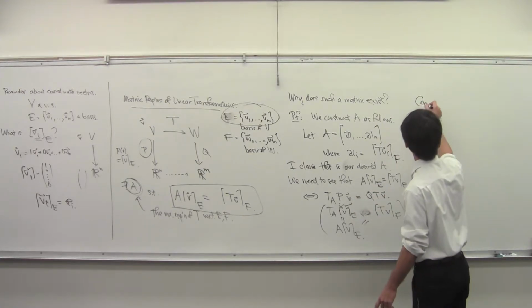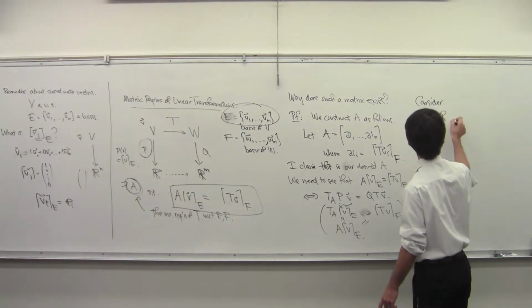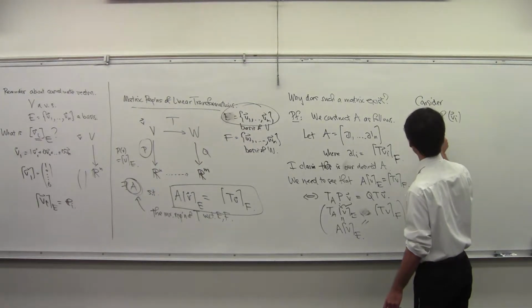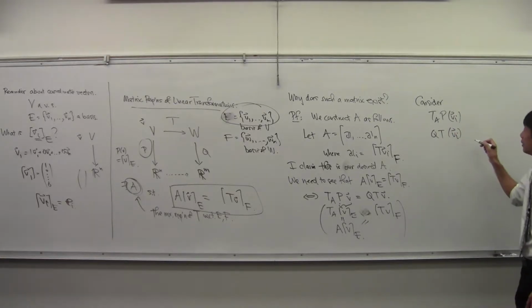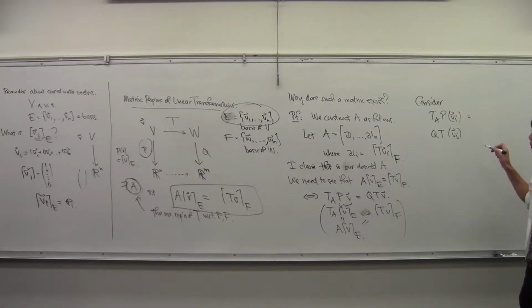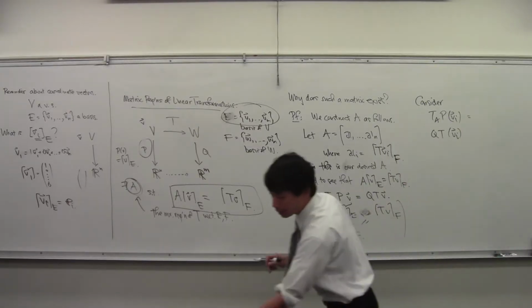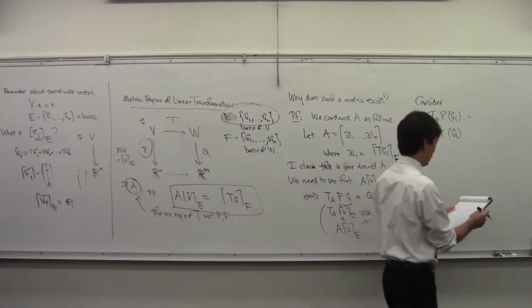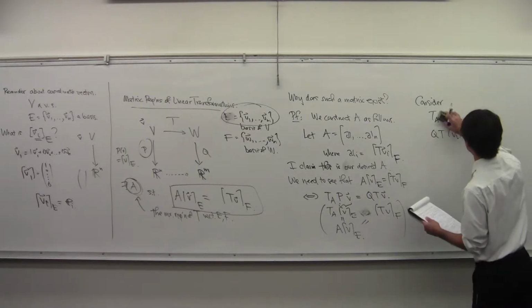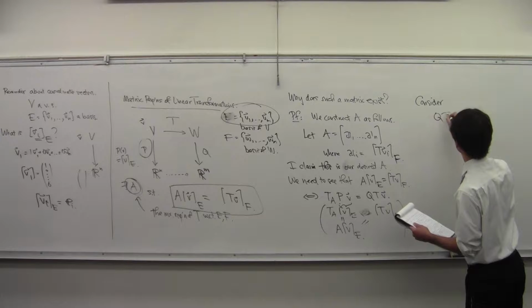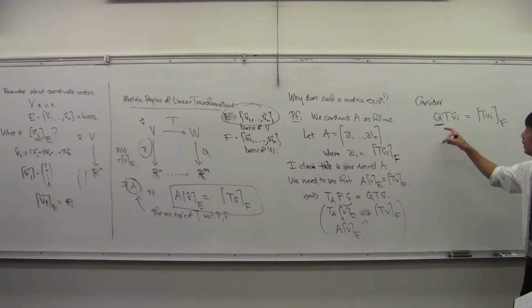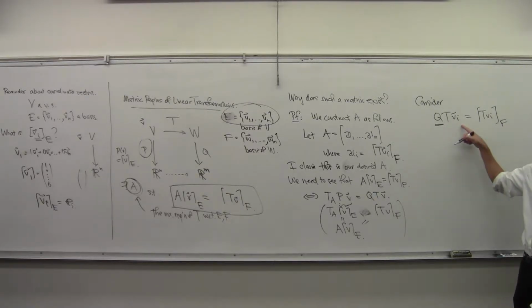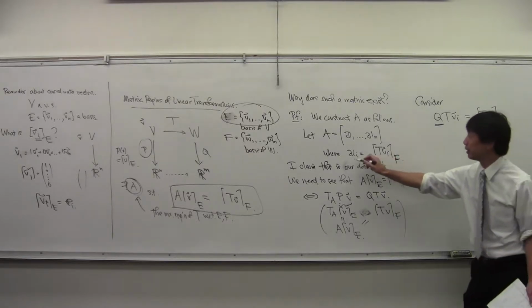So we need to see that these things are the same. Well, let's consider T_A P V_i and consider Q T V_i. Let's do the second one first. Consider Q T V_i. Well, Q T V_i is just the coordinate vector with respect to F of T V_i, right? That's A_i.